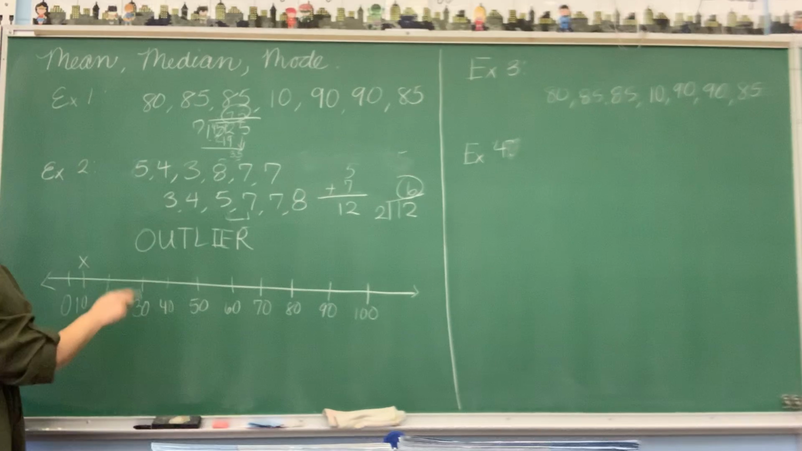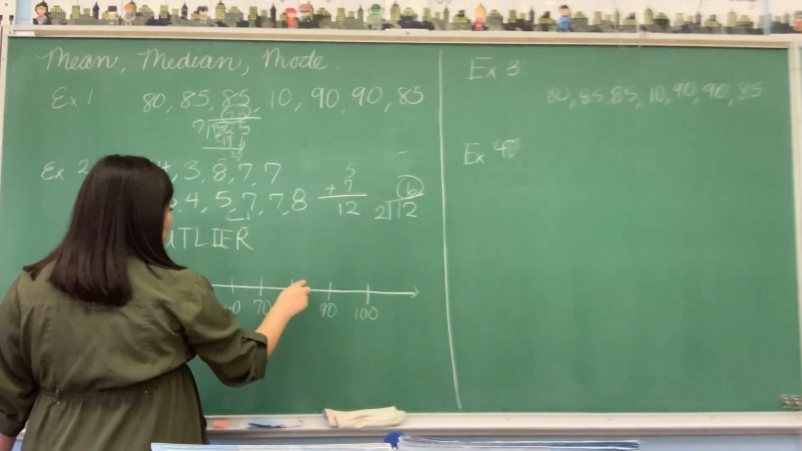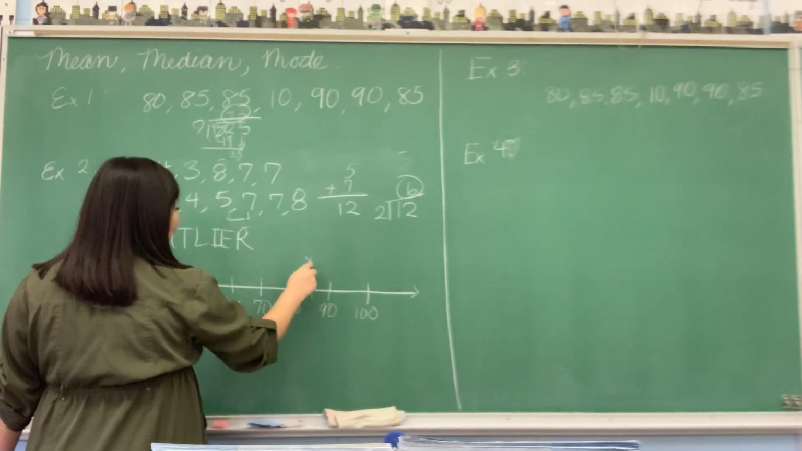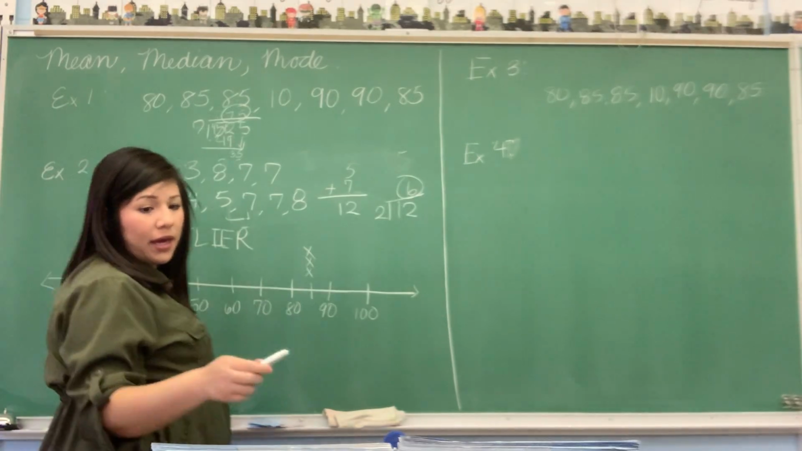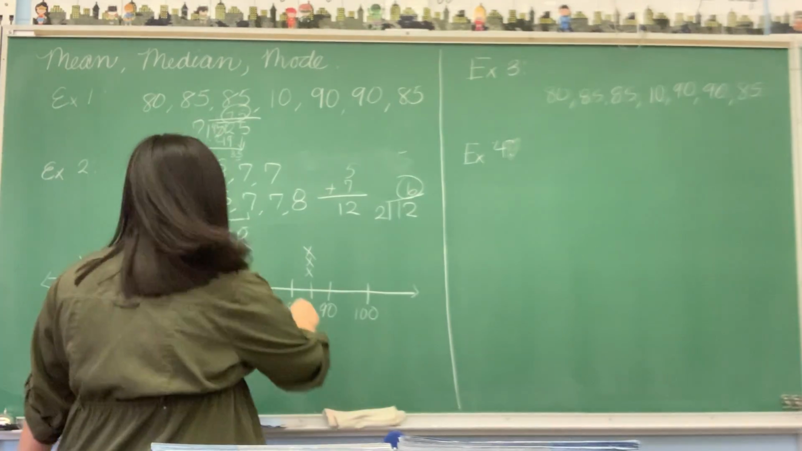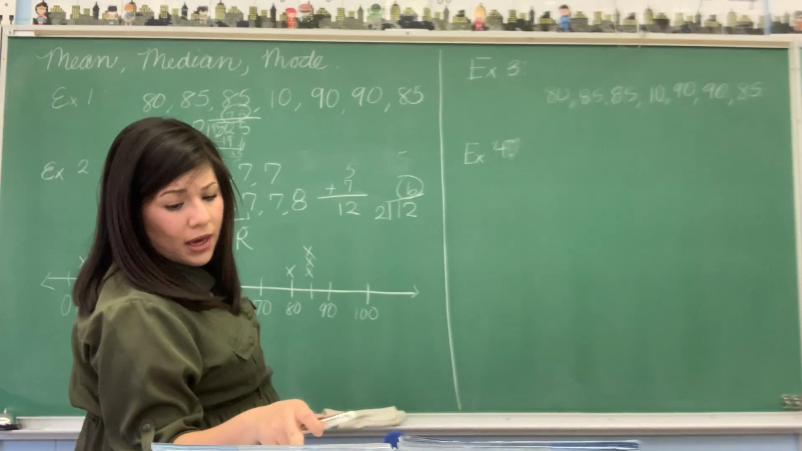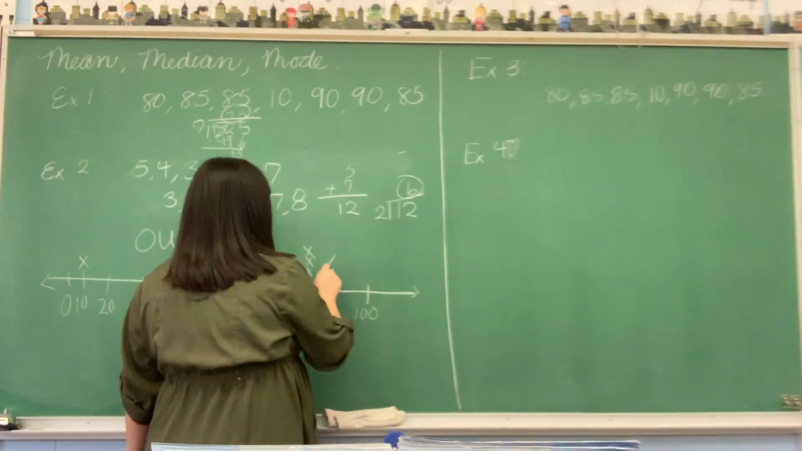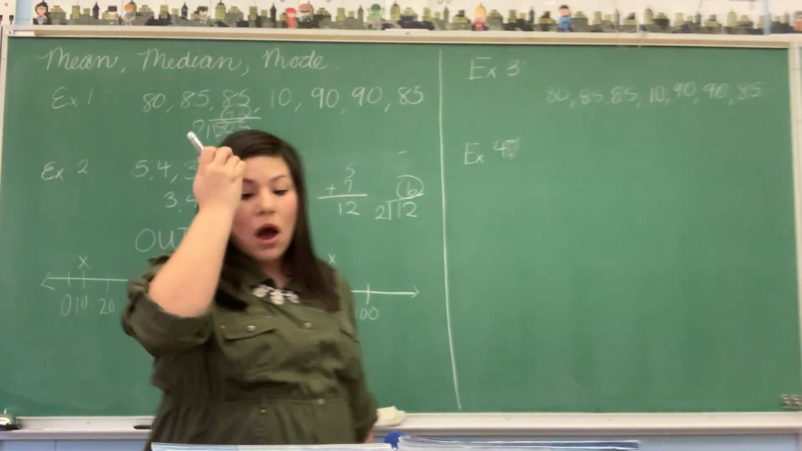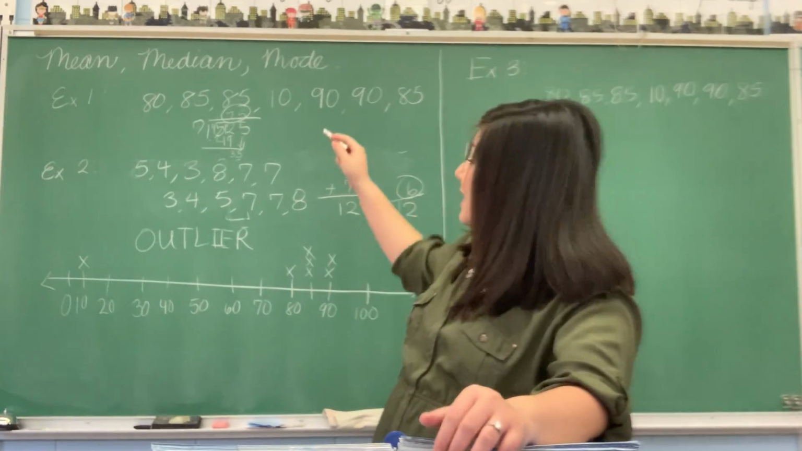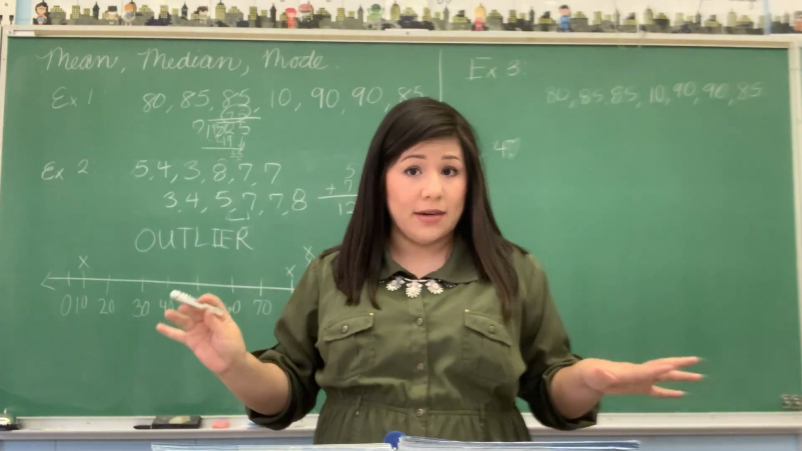Okay, I'm going to go by this set of numbers. We have the number 85. We have 3 85s. We have 80. Forgot that, and 2 90s. Now, I just put all the information there from example 1 on a line plot. That's all I did.